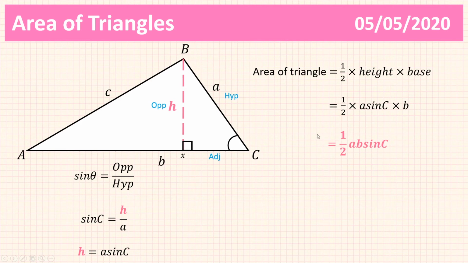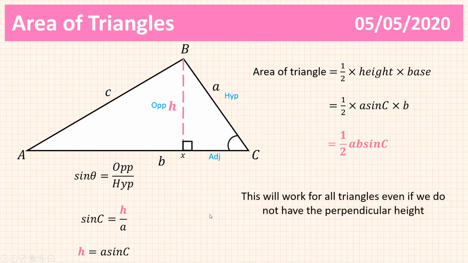Now this is a very important formula because this now gives us the really powerful tool of working out the area of any triangle even if we do not have the perpendicular height. We can work out any triangle regardless of whether we're given the perpendicular height. The only thing we need to remember is that the angle we're using is between the sides that we have, right? So angle C is between A and B. It wouldn't have worked if it wasn't between A and B, but because they're between A and B, we can use this to work out the area of any triangle.